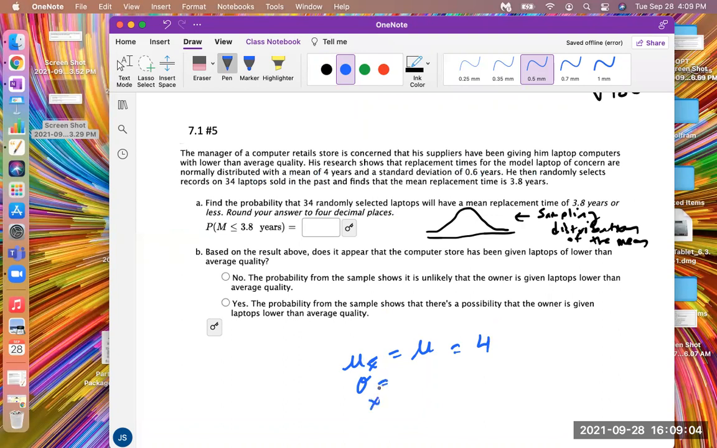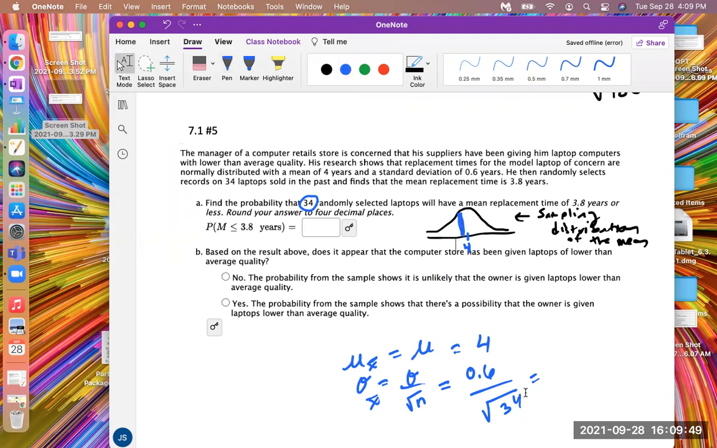The standard deviation of the sampling distribution is equal to the original standard deviation divided by the square root of n. So that is the original standard deviation, 0.6, divided by the square root of n. They said n is 34, the number of sampled laptops, and we just calculate that. Once we have a mean and standard deviation, we go to our calculator and calculate the area underneath the curve. This curve has a mean of 4, and 3.8 is over here, so we're trying to find this area.